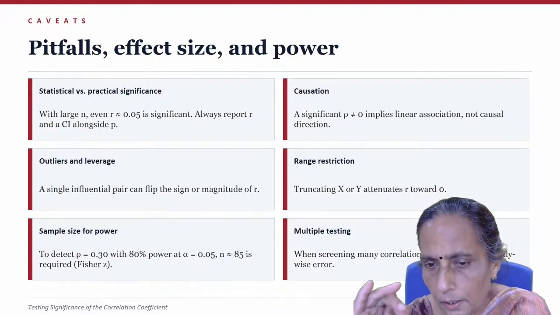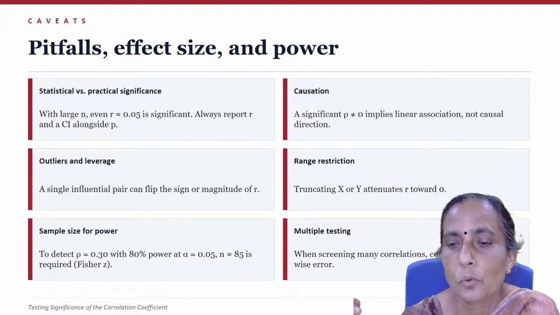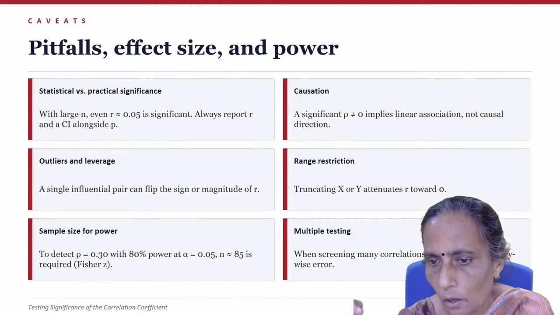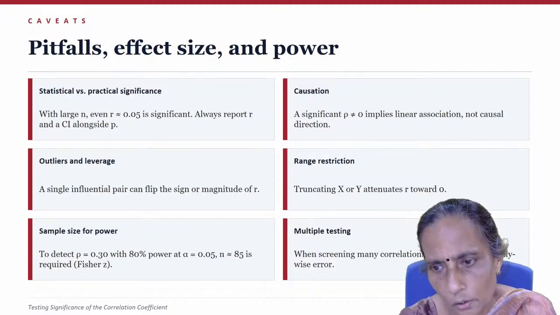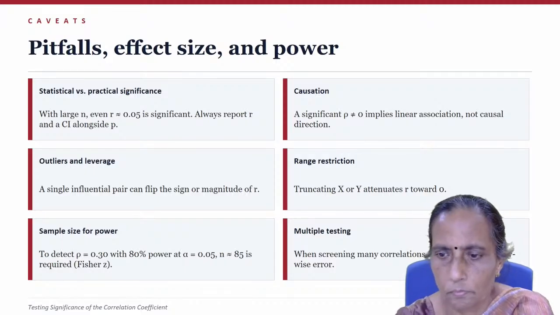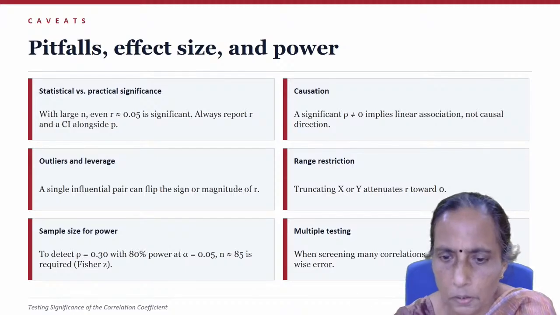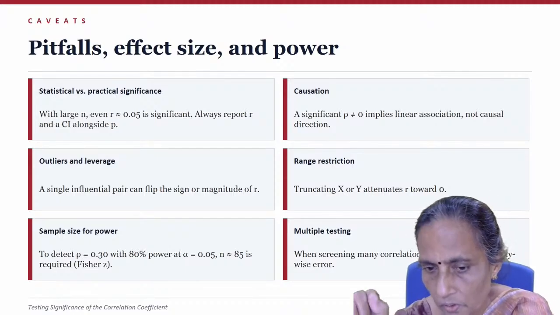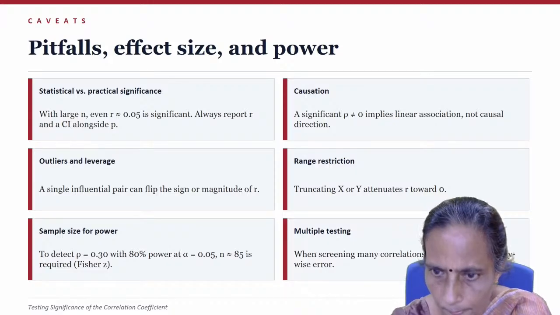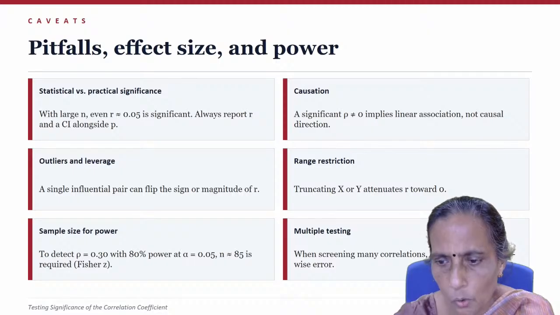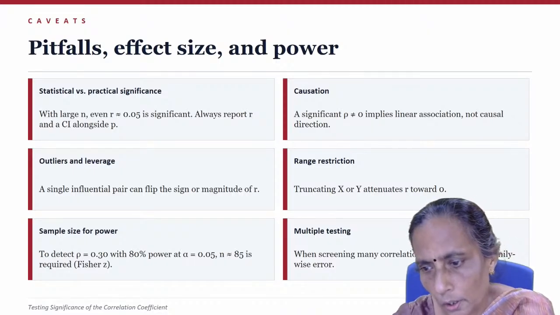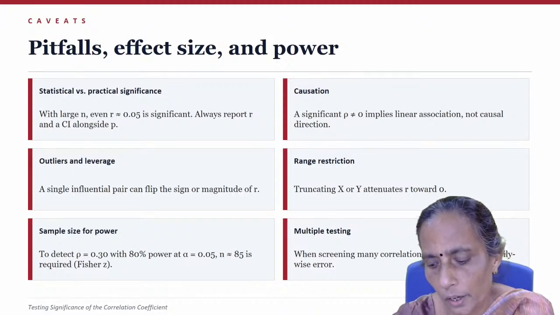And range restriction: truncating X or Y attenuates R towards 0. That means if the range is restricted, then your R will be moving towards 0. That means the association between the variables will be 0 if the number of values is less. The multiple testing: when screening many correlations, control your FDR or family-wise error.